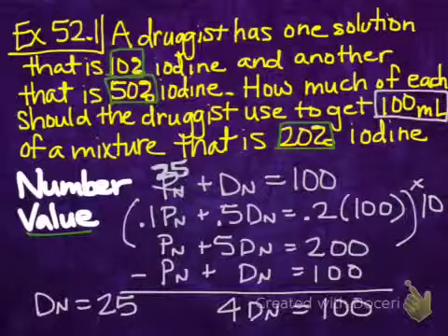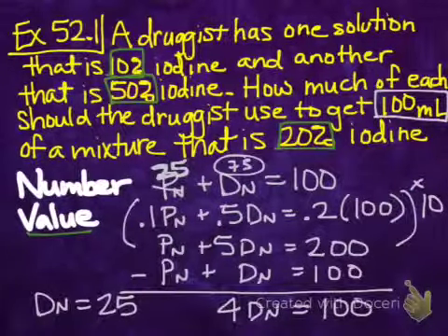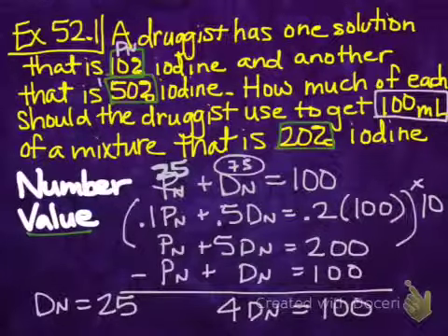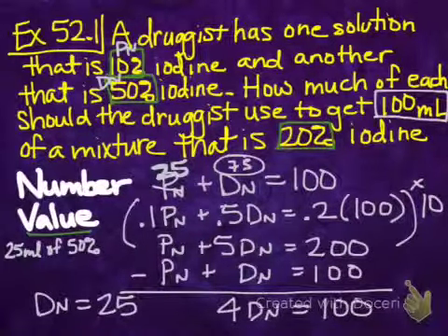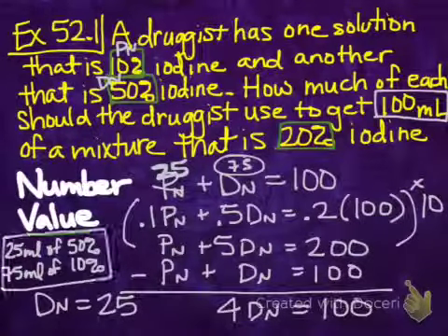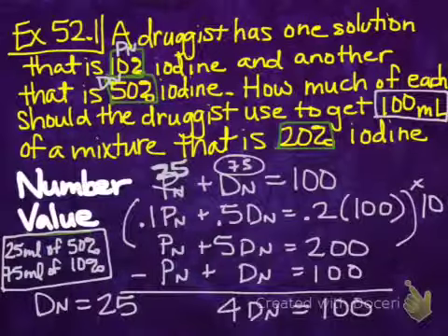So the amount dumped is 25, and I actually put it in the wrong place here, but it doesn't matter. 25 plus some value is 100, so we know the other one is 75. So we know that 25 of the 50% solution and 75 of the 10% solution is what was added.